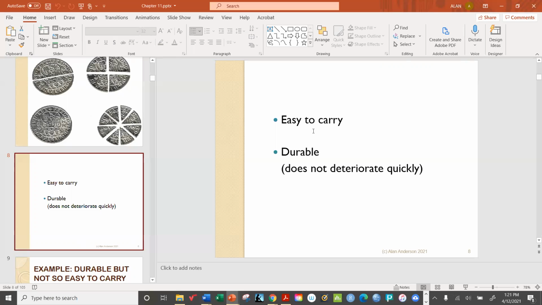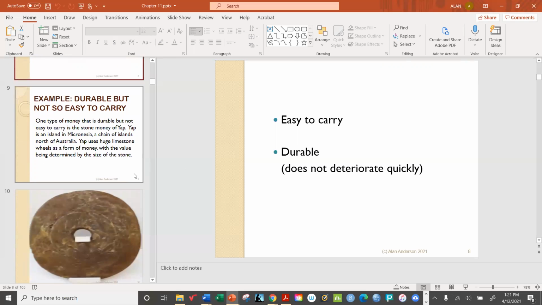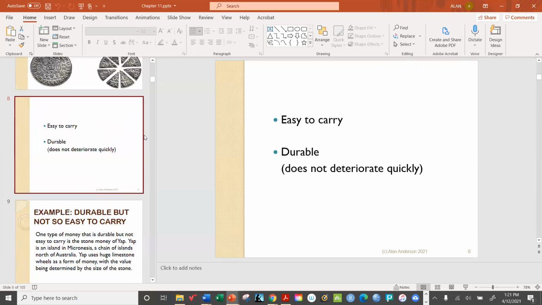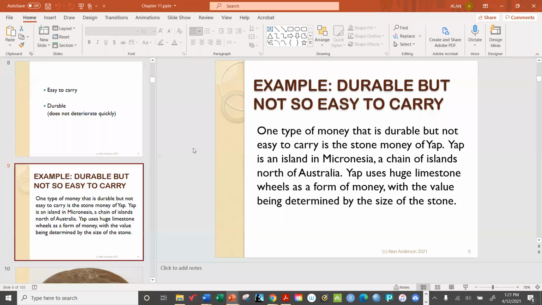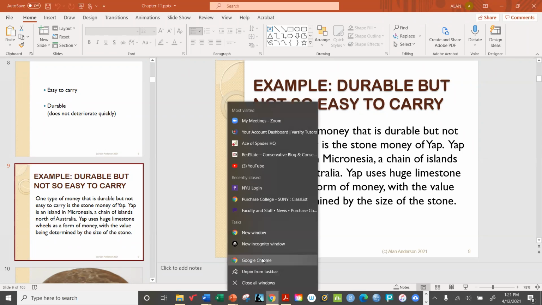Now, here's an example that you might find interesting. Here's a form of money that is durable, but not easy to carry. There's a small island in the South Pacific called Yap. It's part of Micronesia, which is a chain of islands north of Australia. In fact, let me show you where Yap is.